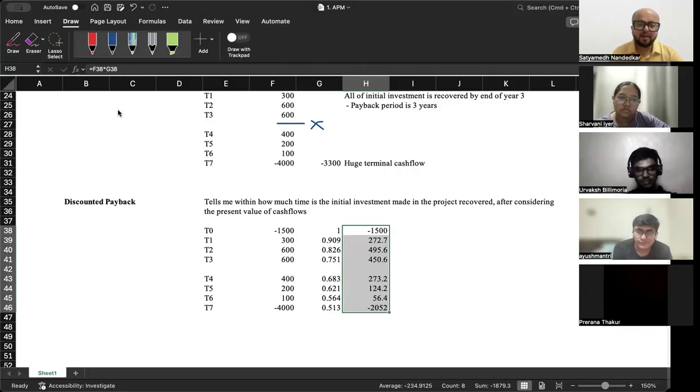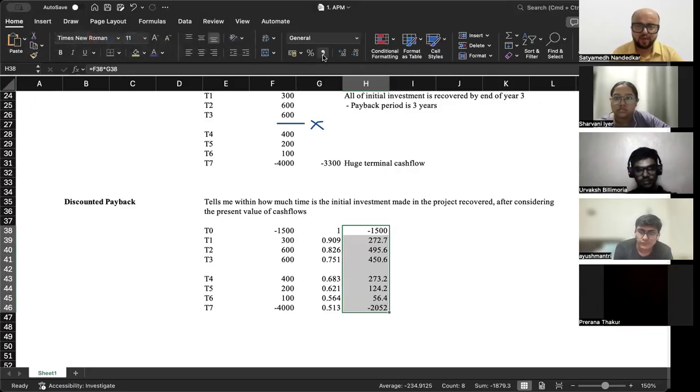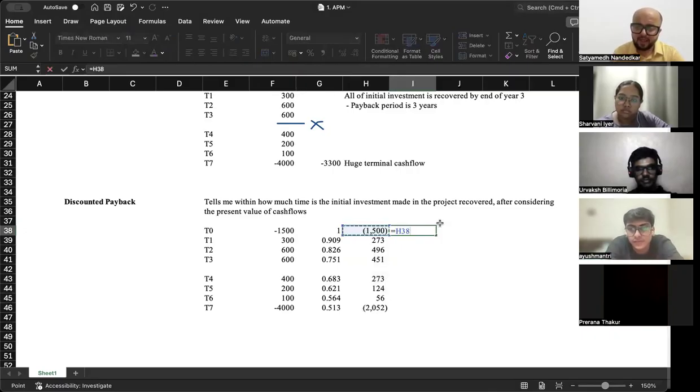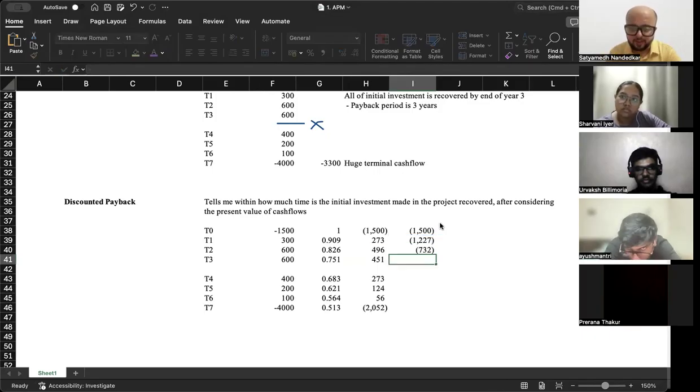Now, what is my endeavor? My endeavor here is to find out that after considering time value of money and applying that to my cash flows, within how much time does the recovery of initial investment happen? For that, I'll have to calculate cumulative cash flows. What are cumulative cash flows? Add the cash flow of the current year to the total so far.